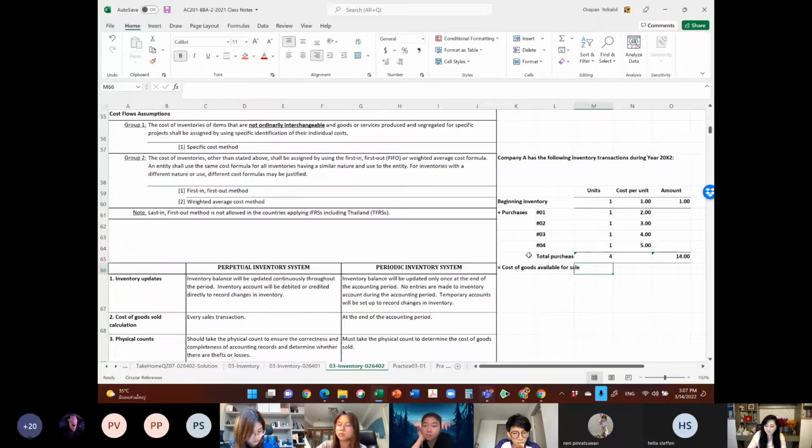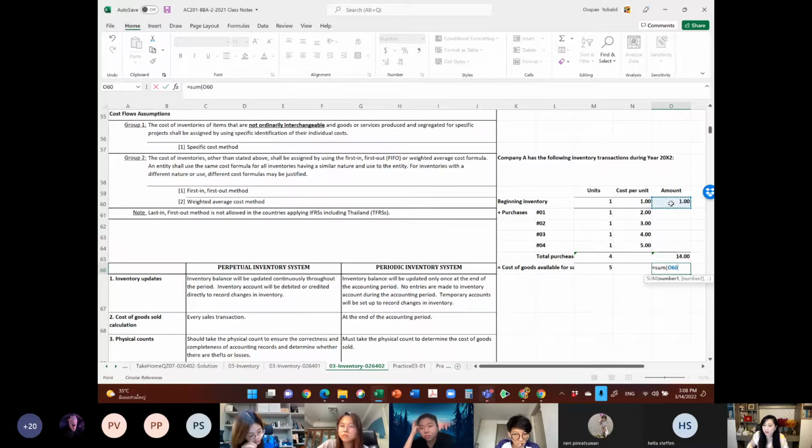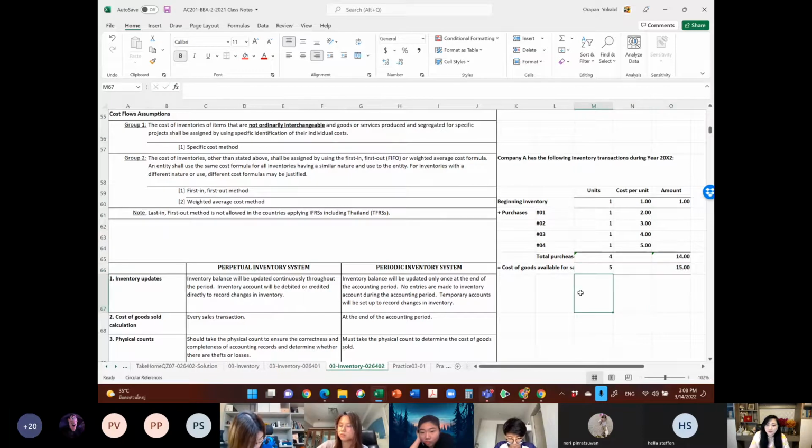Okay, cost of goods available for sale. Over here, originally you have 1 unit, and then you buy 4 units more, so altogether you have 5 units. In terms of the amount, originally you have 1 baht, and then over here you have 14 baht, so altogether it's 15 baht. This is the cost of the goods that are available for sale.